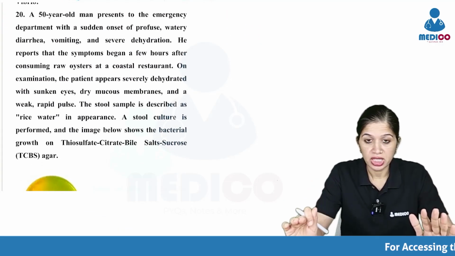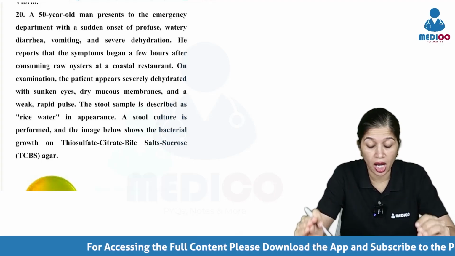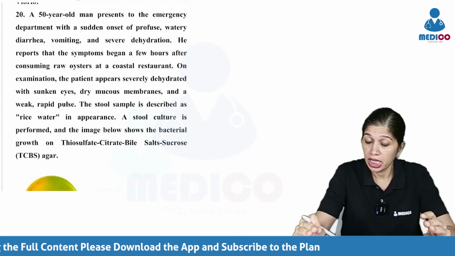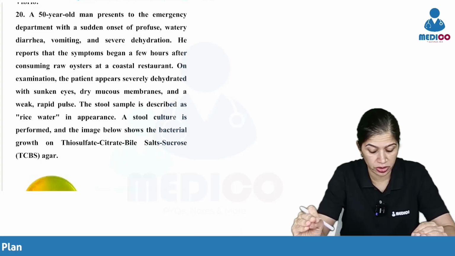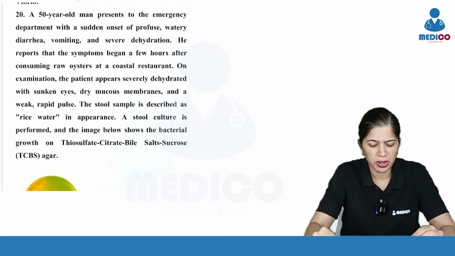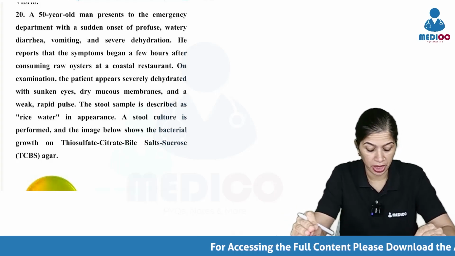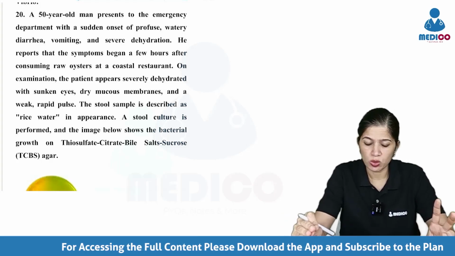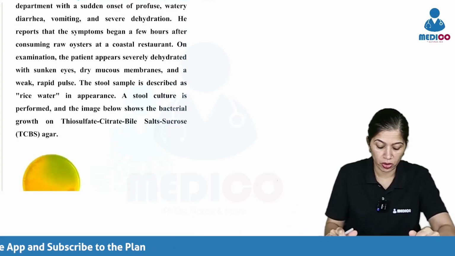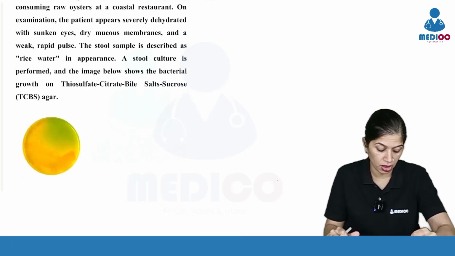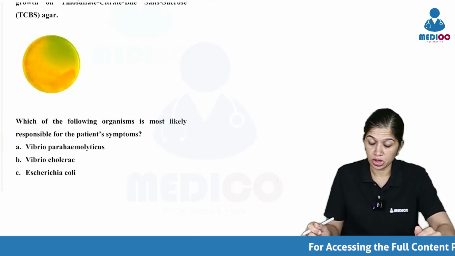The next question: a 50-year-old man presents to the emergency department with a sudden onset of profuse watery diarrhea, vomiting, and severe dehydration. He reports that the symptoms began a few hours after consuming raw oysters at a coastal restaurant. On examination, the patient appears severely dehydrated with sunken eyes, dry mucous membranes, and a weak, rapid pulse. The stool sample is described as rice water in appearance. A stool culture is performed, and the image below shows the bacterial growth on thiosulfate citrate bile salt sucrose agar. You have the image here. Which of the following organisms is responsible for the condition of the patient?